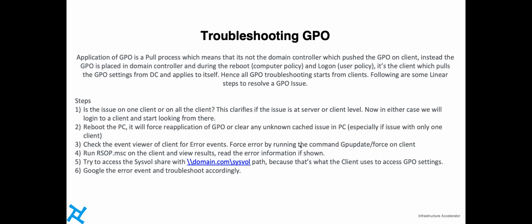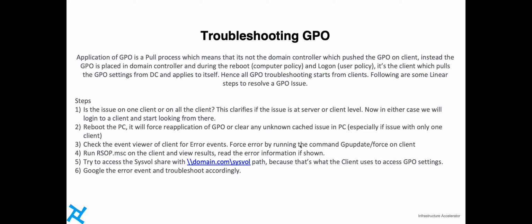If the issue is on one client or on all the clients, it's very important to know whether only one computer is unable to apply a specific group policy. Let's say that you have pushed a software installation. It got installed on all the computers, but on a certain computer it's not getting installed. This clarifies whether the issue is at the server end or at the client end. Maybe you have configured the policy incorrectly. That's a server level issue, but if that's the case, then the issue will be on all the PCs. Now, in either case, log into a client and start looking from there.